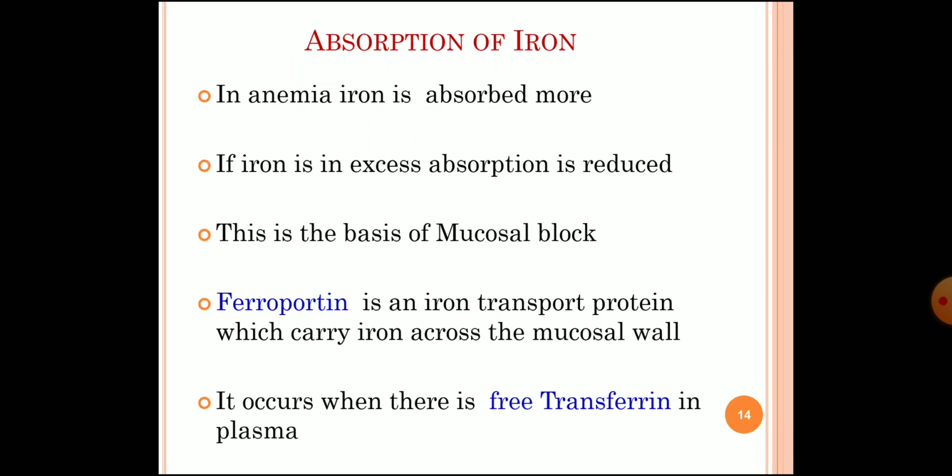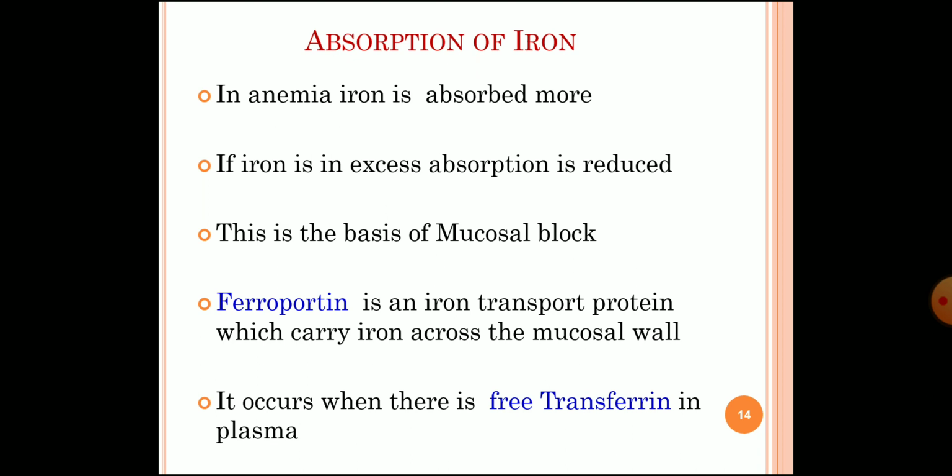In anemia, iron is absorbed more. We have already explained that. When there is anemia, the hepcidin synthesis is not occurring, so the ferroportin and the DMT1 will be increased. That will absorb more iron, whatever iron is taken through our food. If iron is in excess, absorption is reduced. If there is enough iron in the body, the absorption will be decreased. If there is no iron in the body, absorption will be increased. That is the mucosal block theory.